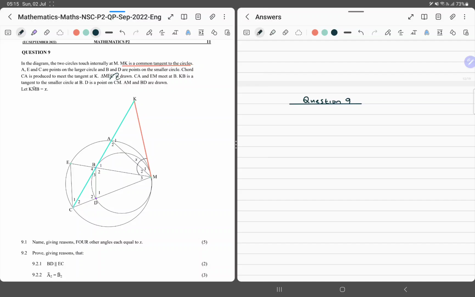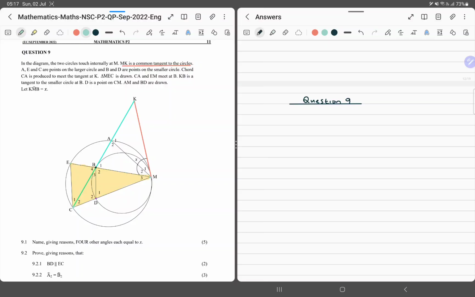We also know that triangle MEC is drawn, so we can see that. There's our triangle MEC. We've seen it. Okay, so what do we see now? CA and EM meet at B. Yeah, we can see that. CA and EM, they meet there. Not a problem. And then KB is a tangent.